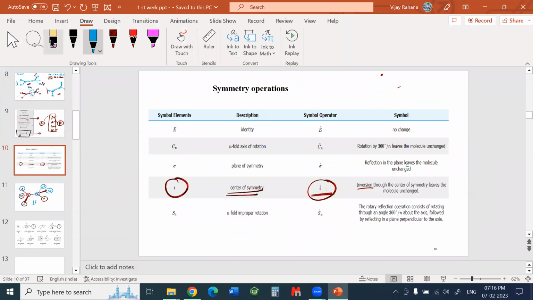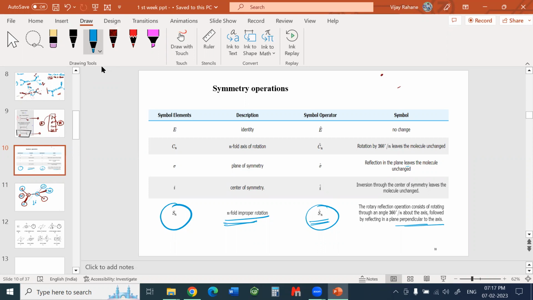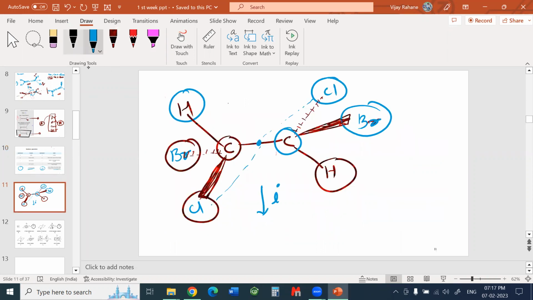And the last one, SN. In the SN, as we have previously seen in the case of the alternating axis of symmetry, an n-fold improper rotation we need to perform, and this is described by the operator SN. In this one, the rotatory reflection operation consists of a rotation through an angle of 360 by n about the axis, followed by a reflection in a plane which is perpendicular to the axis. See here, insert one slide.